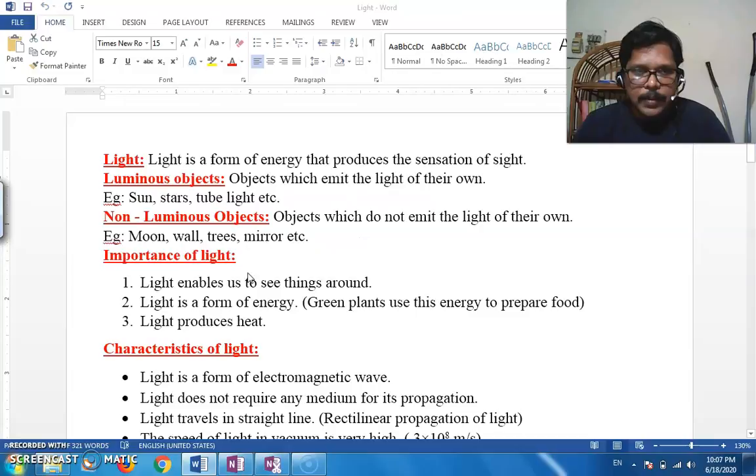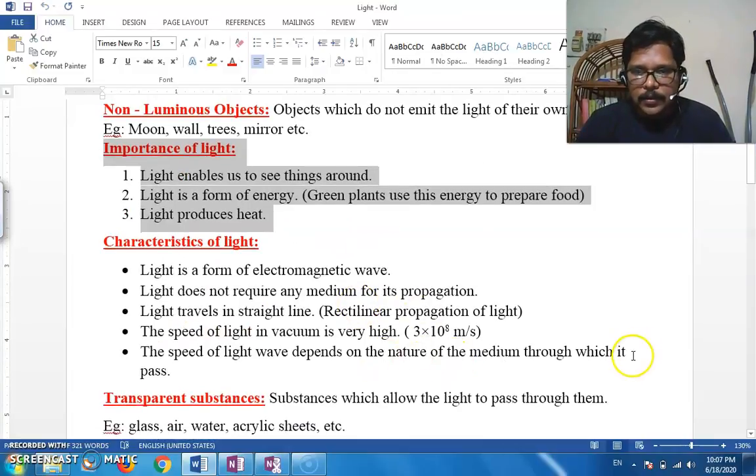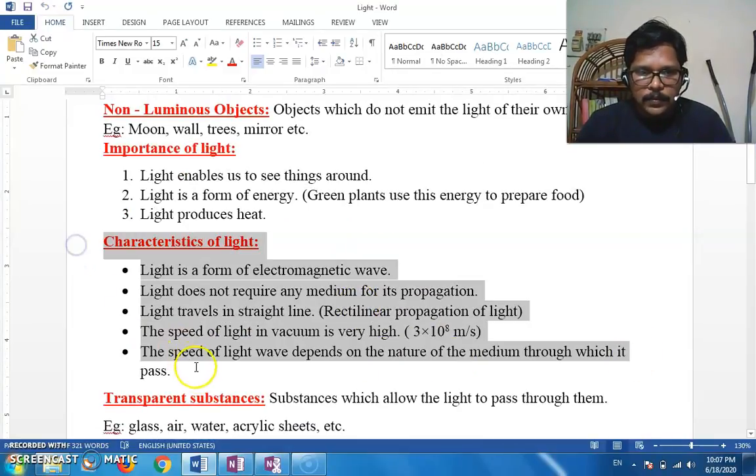Okay, then some important characteristics of light. We will see these points.